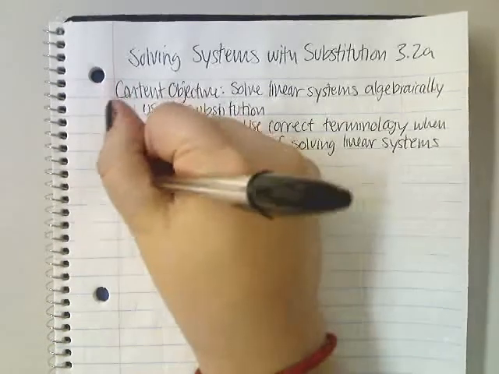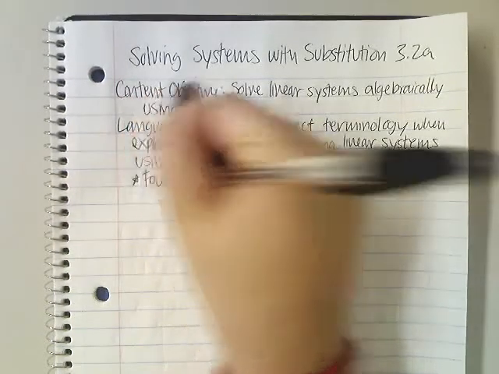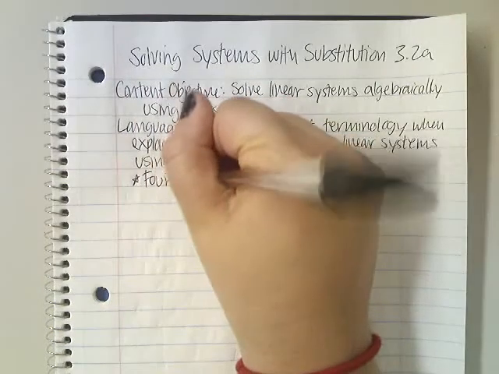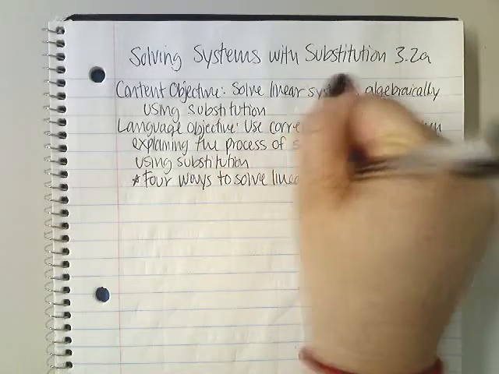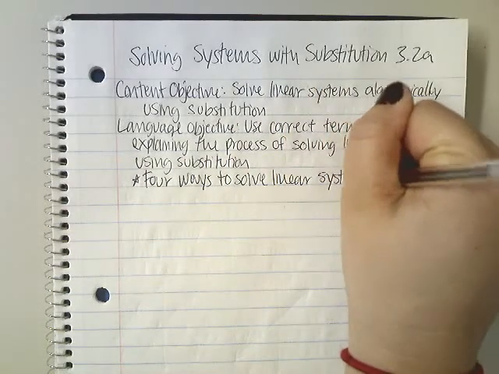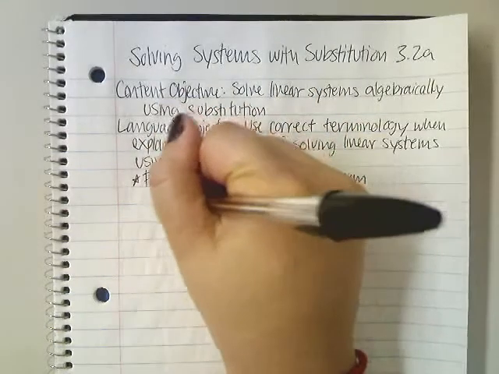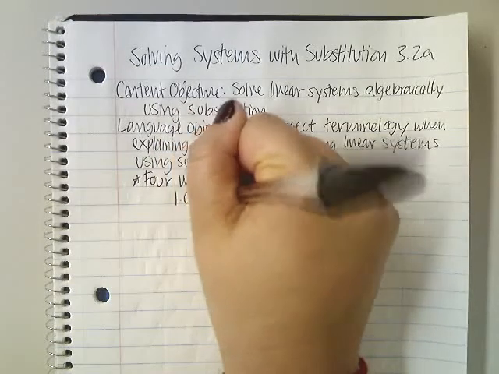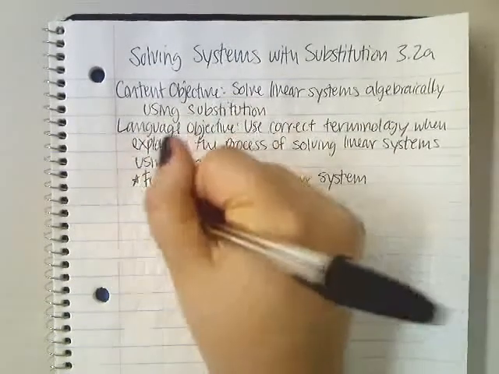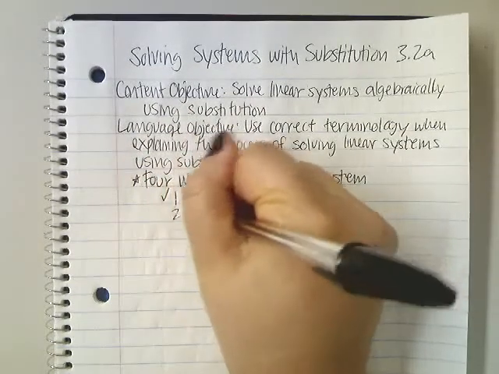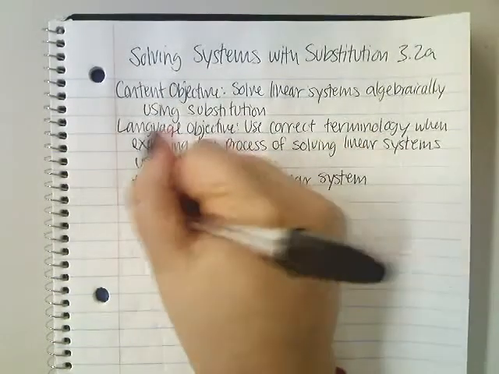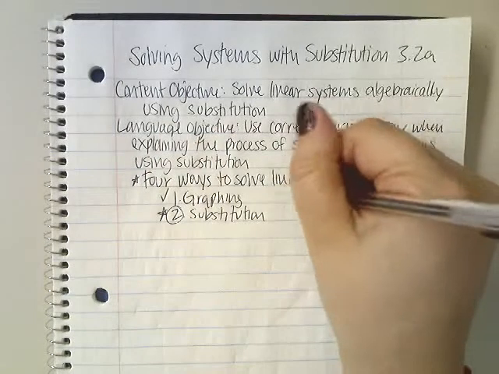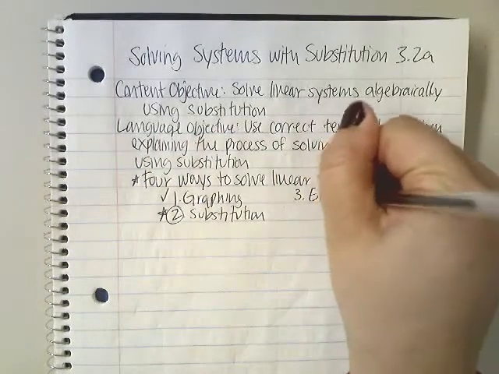Just as a quick reminder, there are 4 ways to solve a linear system. Yesterday we did graphing. We did that one. Today we're doing substitution. So this is what we're focusing on today. And then tomorrow we're going to do elimination.